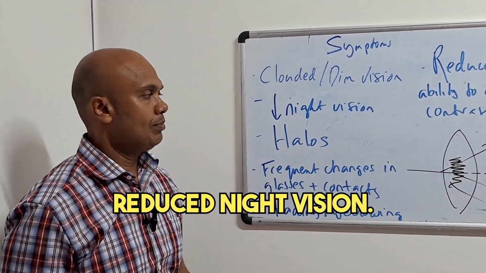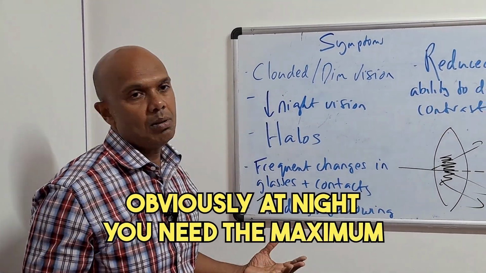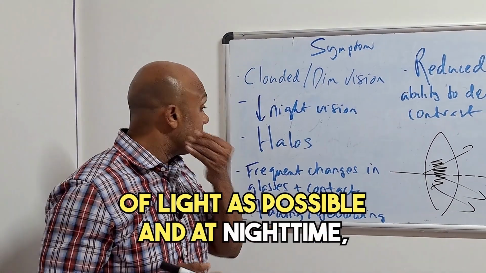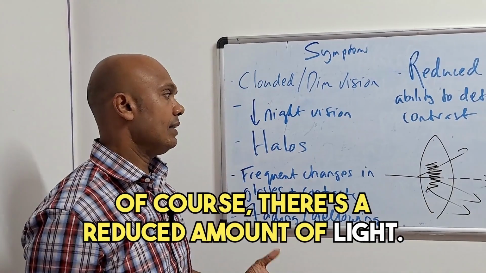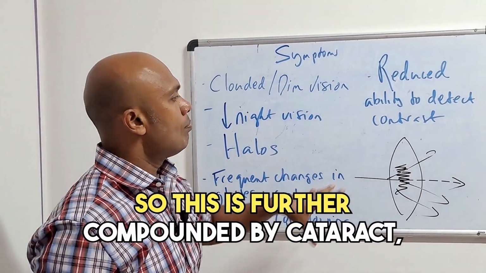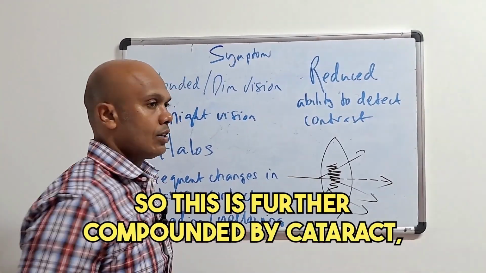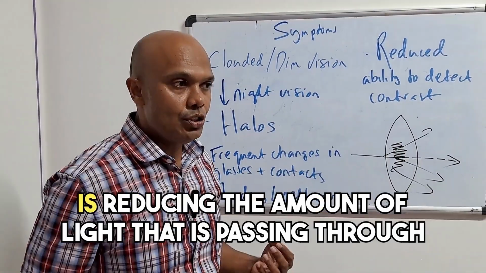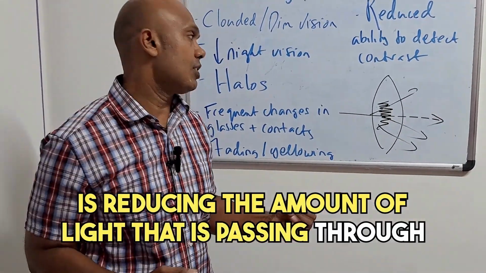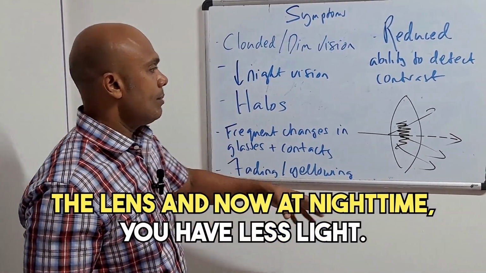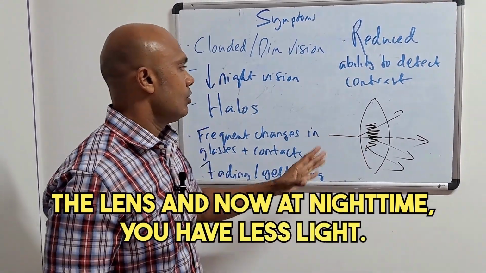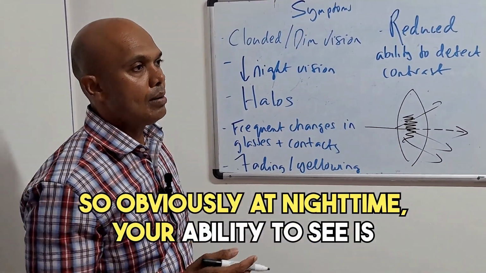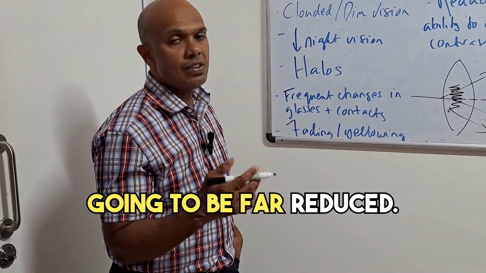Reduced night vision. Obviously, at night you need as much light as possible, and at night time, of course, there's a reduced amount of light. So this is further compounded by cataracts, which already in the daytime are reducing the amount of light passing through the lens, and now at night time you have less light. So obviously at night time your ability to see is going to be far reduced.